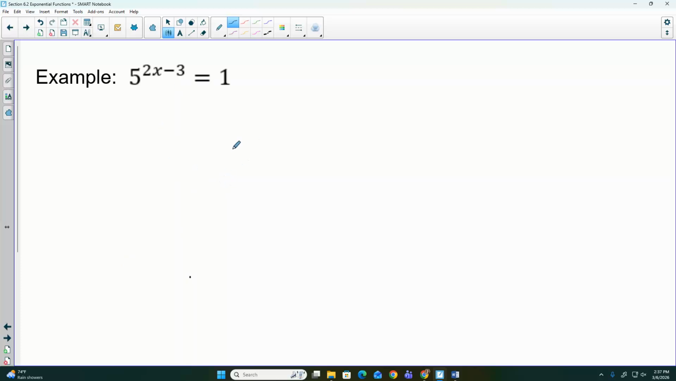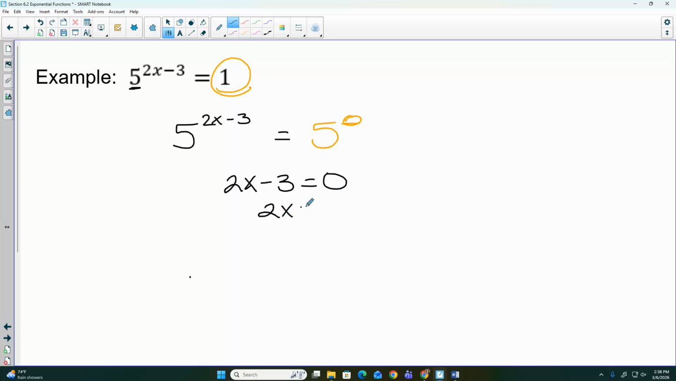I can only solve this if I can get a common base. I can't change 5. No other number to a power gives me 5. Which means I have to change the 1. So 1 is the same thing as 5 to what power? 0. Anything to the 0 power is equal to 1. So now we have a common base, and we can solve.